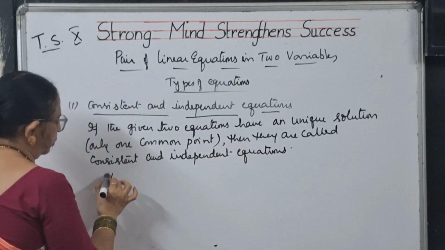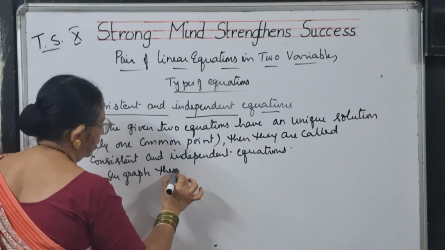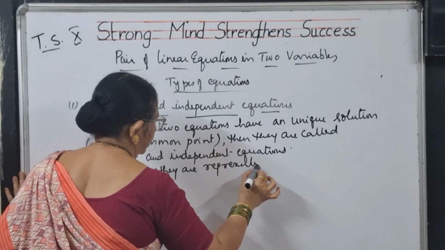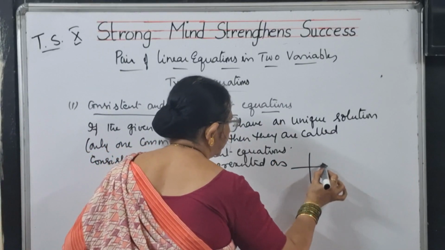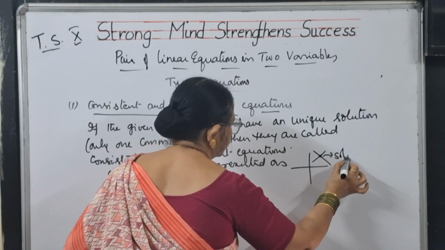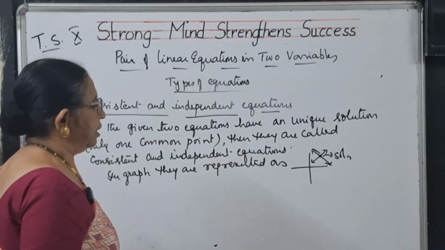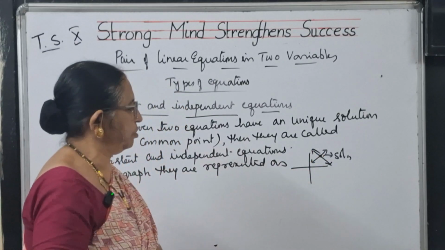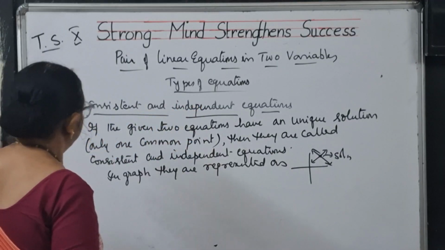So when you are drawing the graph, they are represented in this way. This is a graph. So the two lines are like this. They will have one solution. These are the two lines obtained from the two given linear equations, and these two lines will meet at a single point. They are called consistent and independent equations.